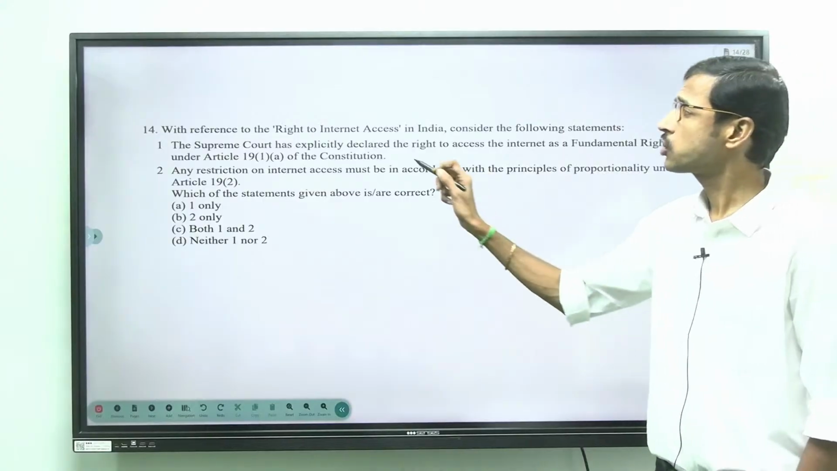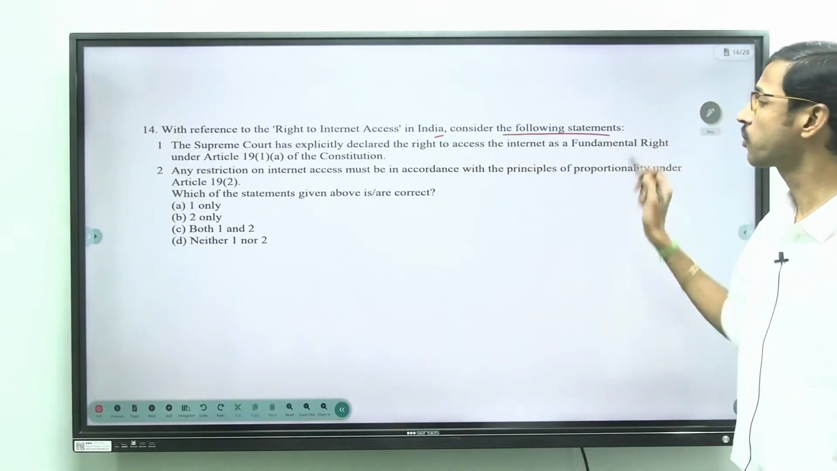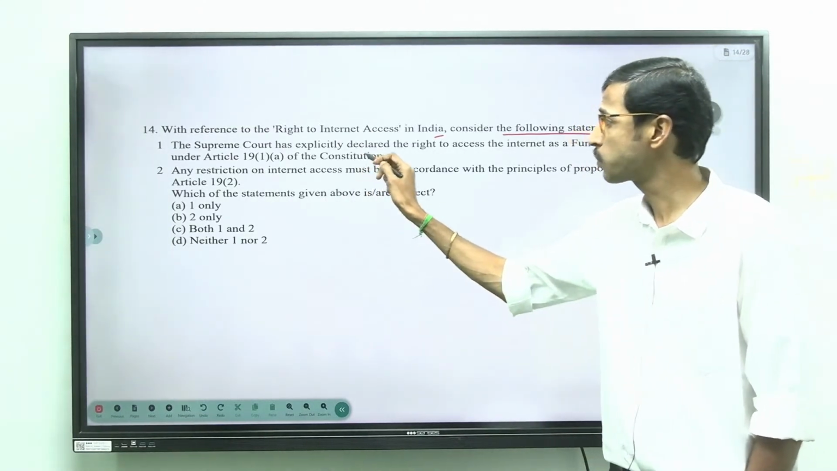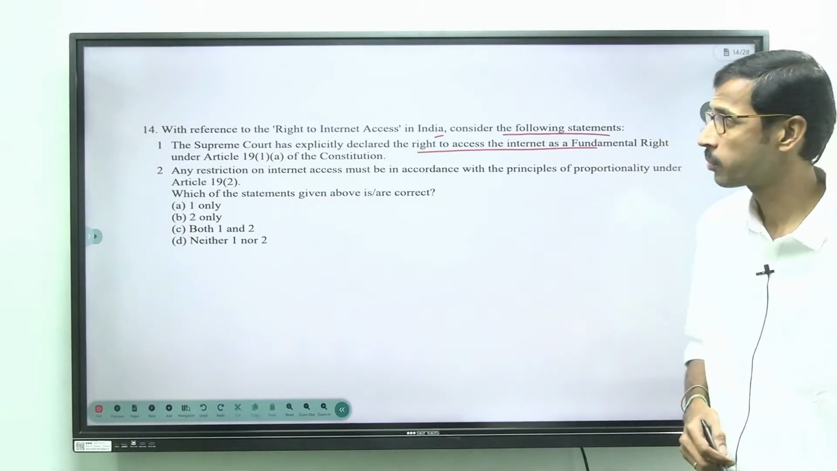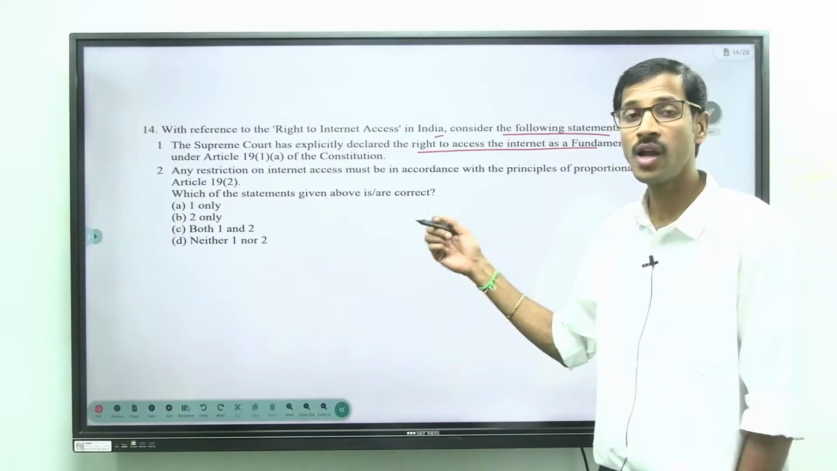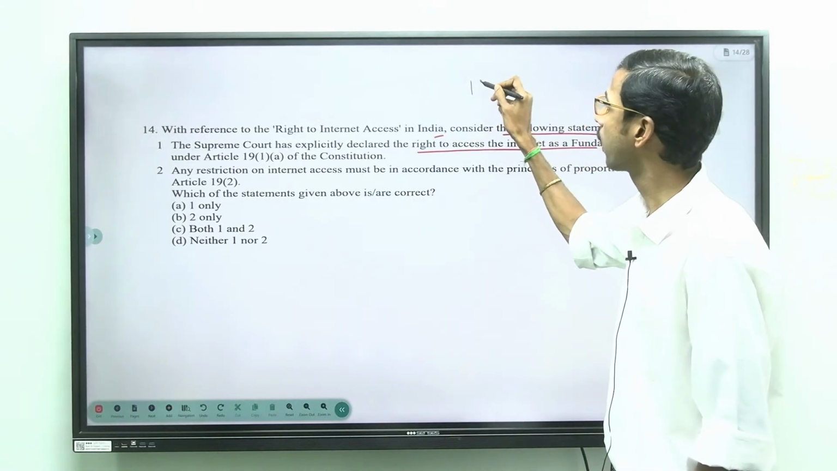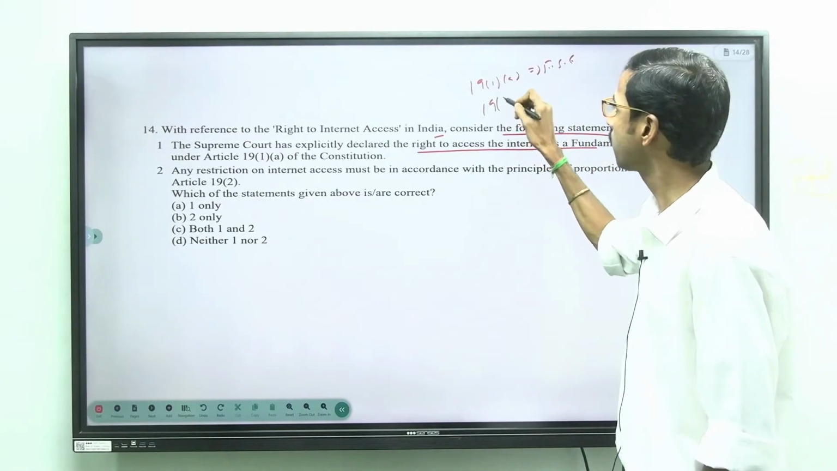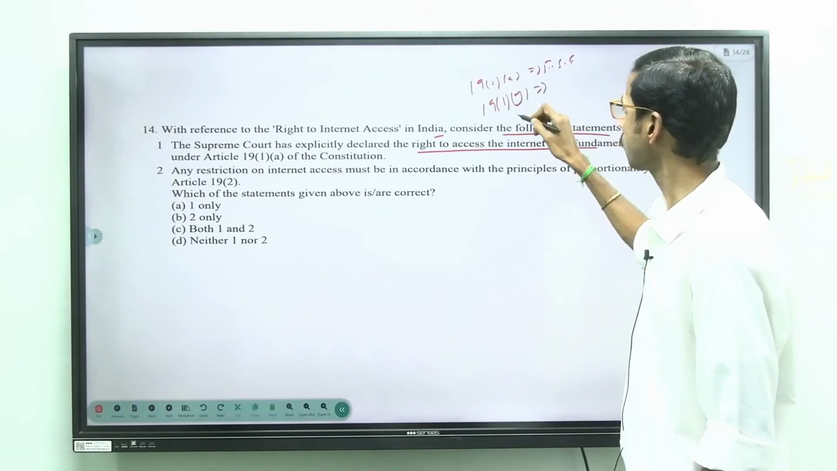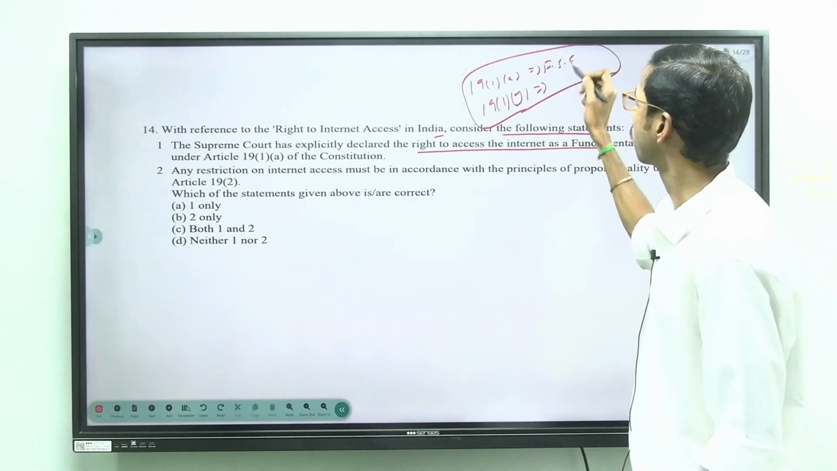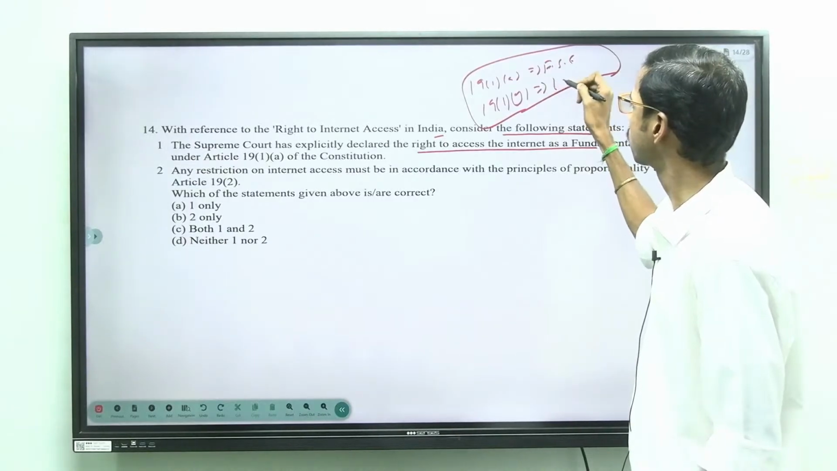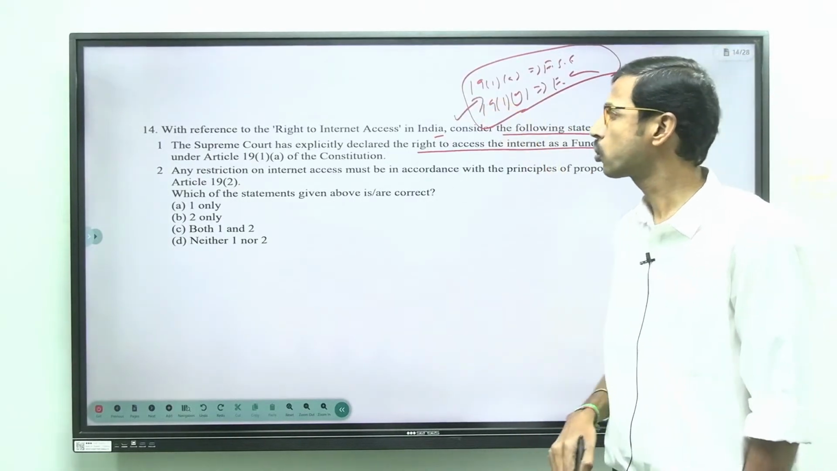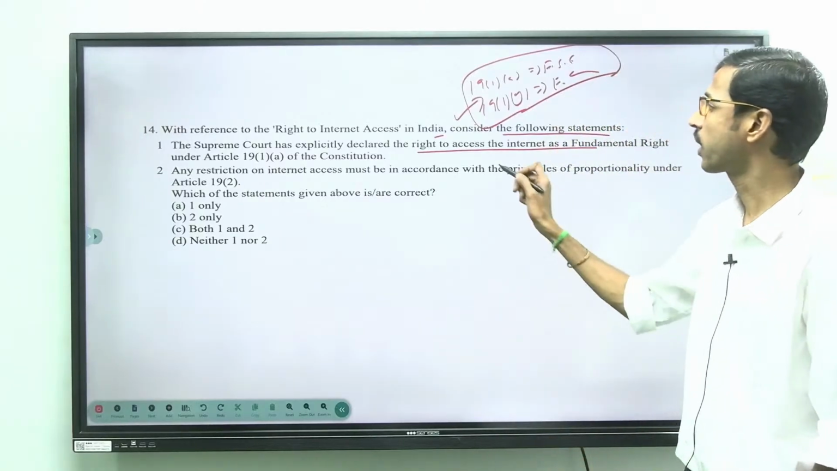With reference to the right to internet access in India, consider the following statements. The right to internet is very important, right? The Supreme Court has explicitly declared the right to access internet as a fundamental right under Article 19(1)(a) of the Constitution. Article 19(1)(a) is freedom of speech and expression, and Article 19(1)(g) is the freedom to carry on trade or business related to internet also, right? These are the two important articles. Based on these two, the Supreme Court has explicitly declared the right to access.